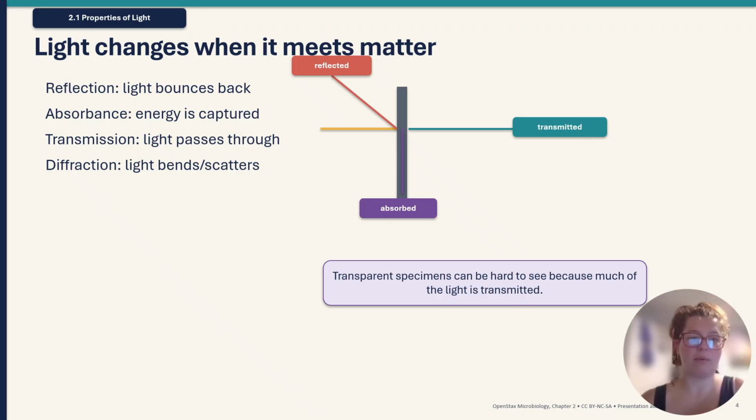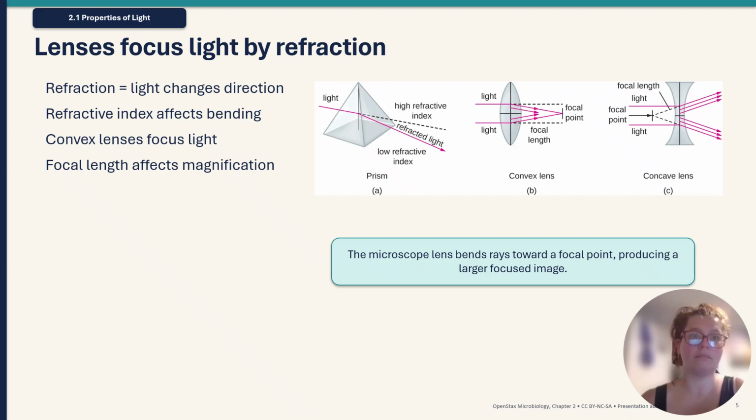And then one of the most important concepts of microscopy is refraction. Refraction. That's when the light changes direction. Refraction occurs when it passes from one medium to another, like from air into glass. So the bending of the light allows the microscope lenses to focus on the images, such as right here.